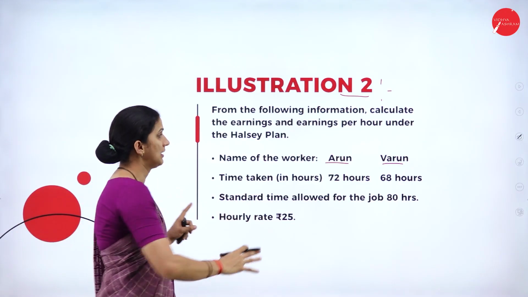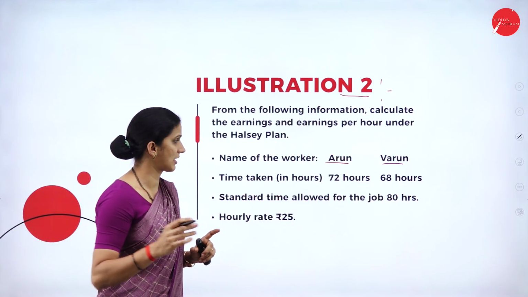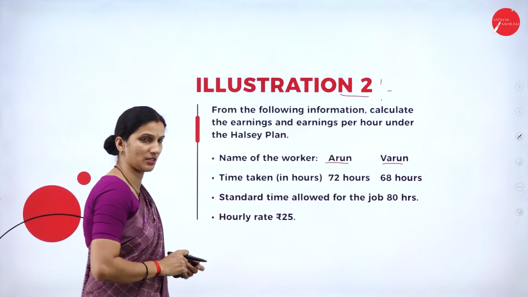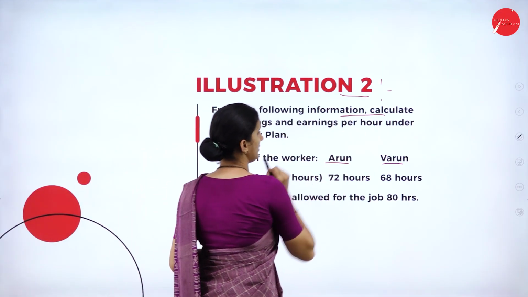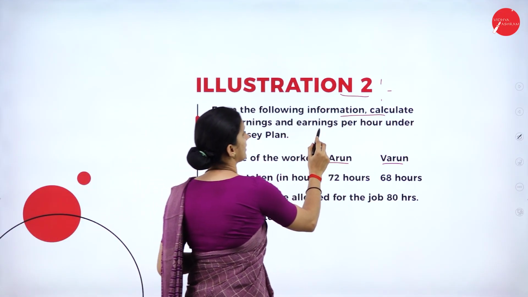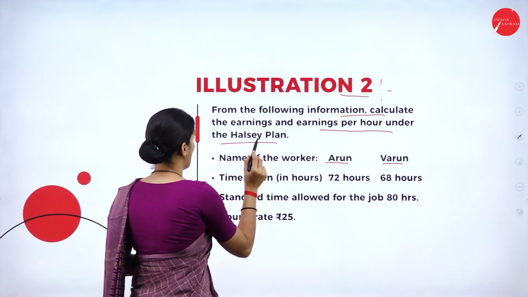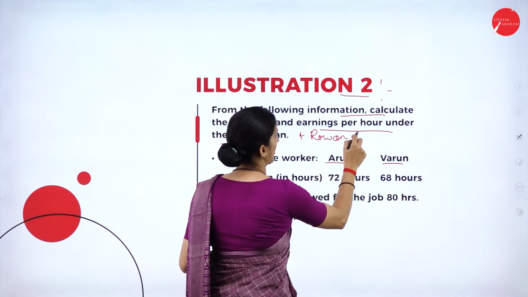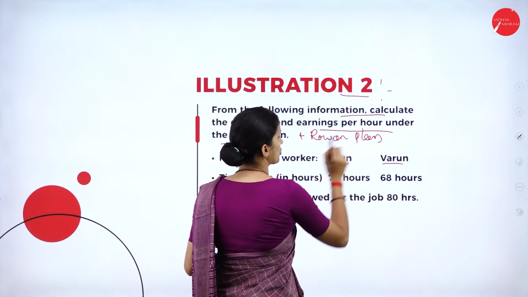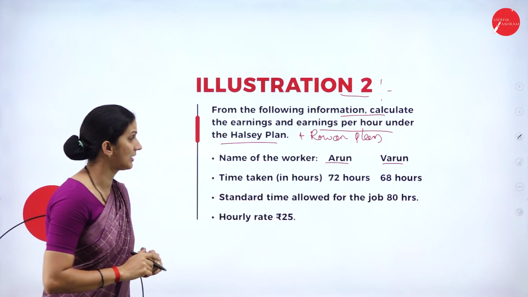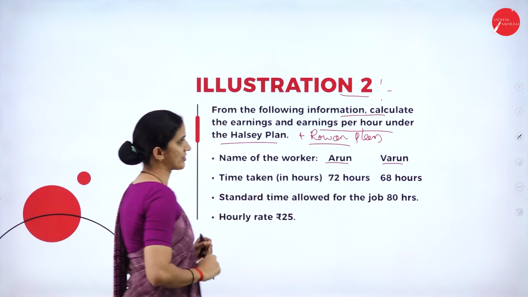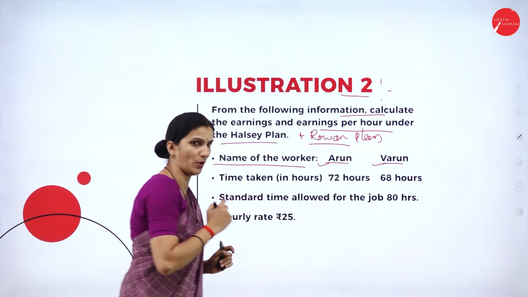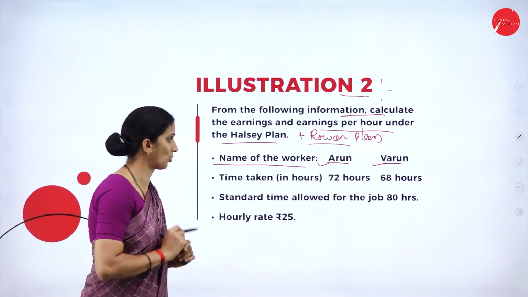Sometimes for 10 marks, they will ask this type of question, where you need to calculate the total wage for both workers. So that we will see here. From the following information, calculate the earnings and earnings per hour under Halsey's plan and also under Rowan's plan. For this question, usually you have to calculate the total wage under both plans, Halsey's and Rowan's. So here the names of the workers are Arun and Varun. For both workers you have to calculate the total wage.